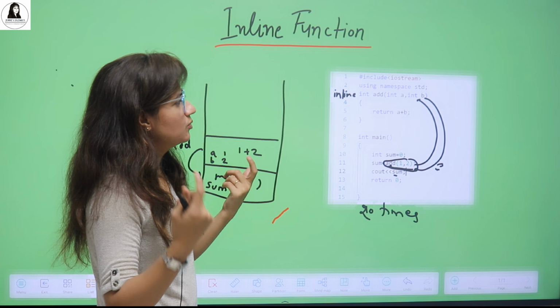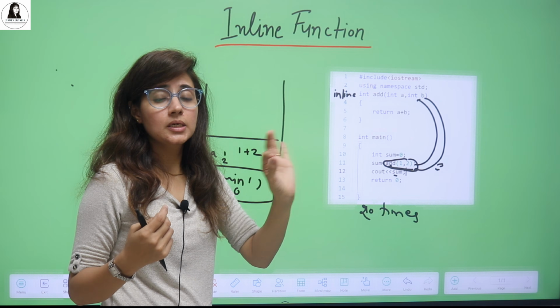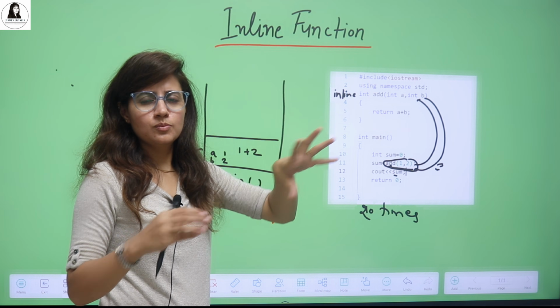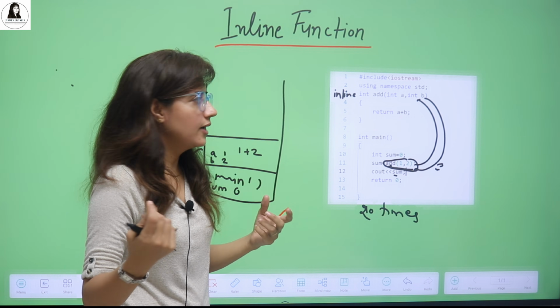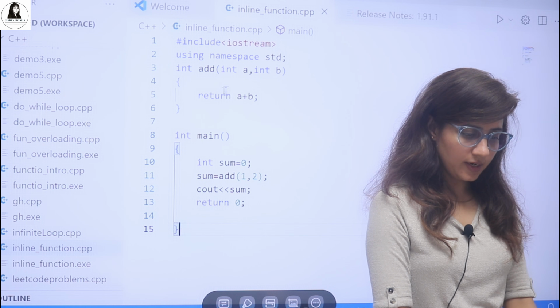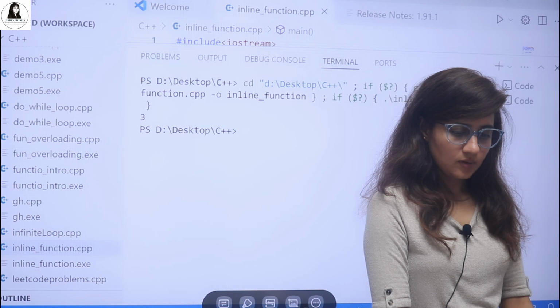Basically, in large projects and programs, inline functions would be written in a separate file, a header file or .h file, so that the definition is visible to every program. So let's run this program. This is a simple program, addition of 2 numbers. If you run this, then simply it will give you the answer 3.